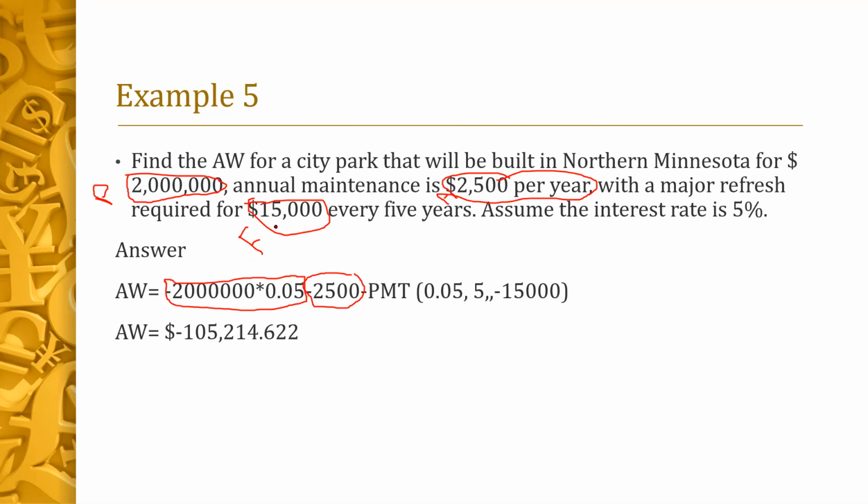And the third number, the 15,000, should be converted into the annual worth by using the PMT function, 5% for every 5 years, and this is a future value of negative 15,000, and that would give you an annual worth of $105,214. All right, so I'm going to switch to show you how to use Excel for this.